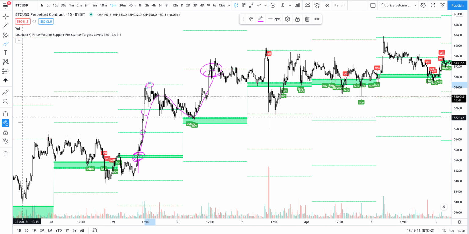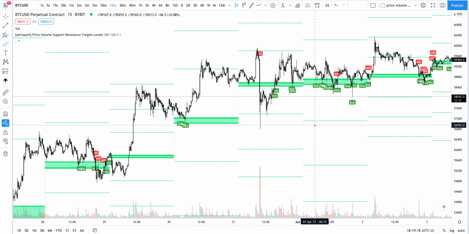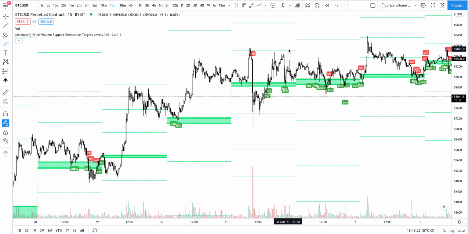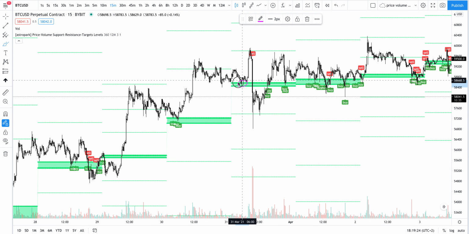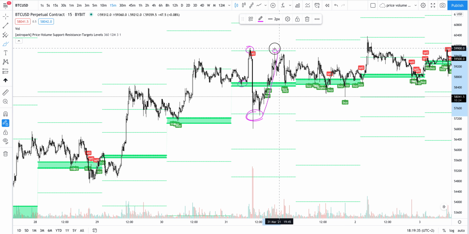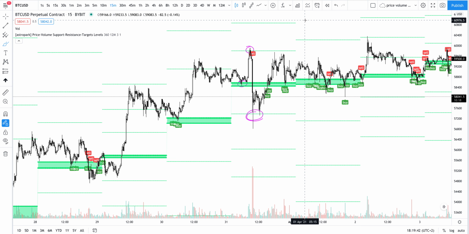Of course, there are some scenarios where the price just bounces here, reaches the target, and then you have a drop. Price reaches the lower targets and just goes up again, and so on. This is something that you can trade with experience.